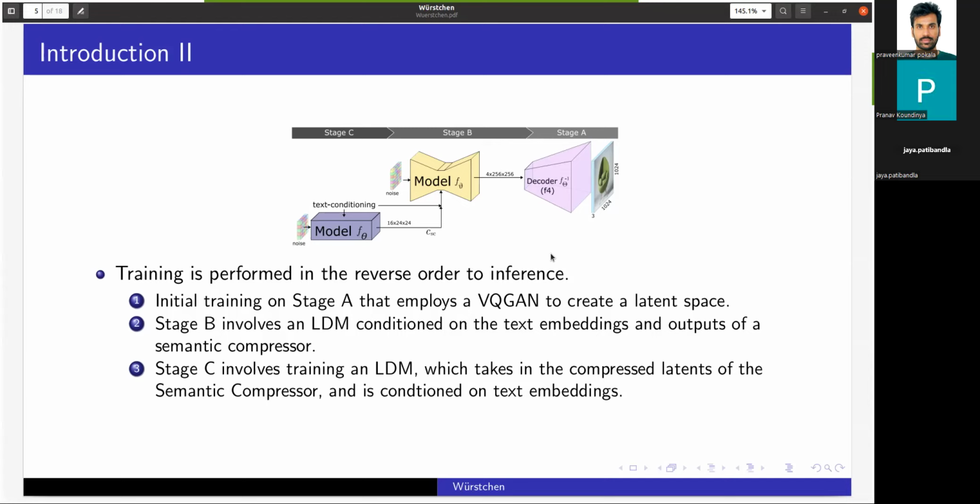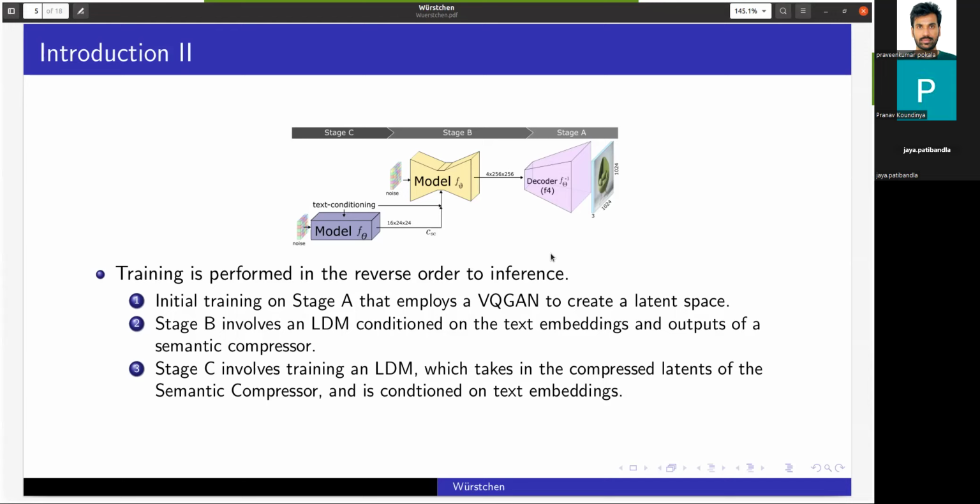However, the training is performed in the reverse order to how the inference is performed. So during sampling, we first sample from stage C. This sampled latent representation is used to guide the diffusion of stage B. And then finally, this latent representation is decoded by another VQGAN architecture in order to project it to the high resolution image space of 1024 cross 1024.